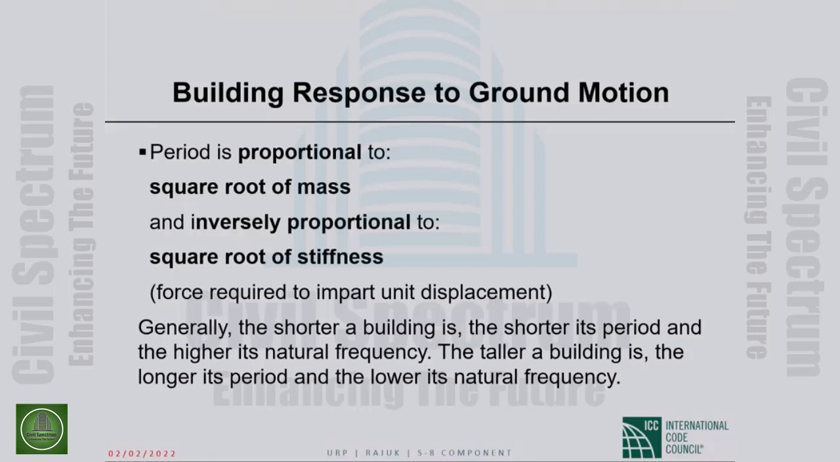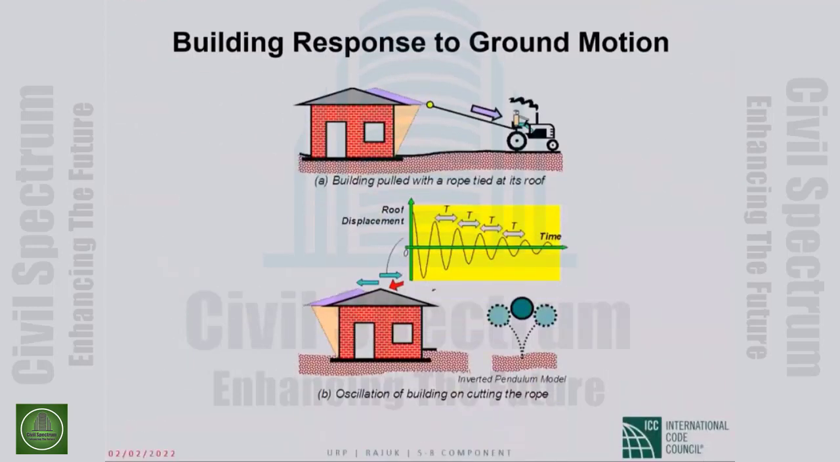So generally, the shorter a building is, the shorter its period, and the higher its natural frequency. The shorter a building is, the shorter its period, and shorter period means higher natural frequency. The taller a building is, the longer its period, and that means lower natural frequency.